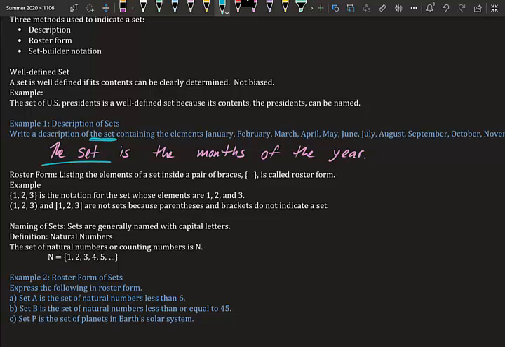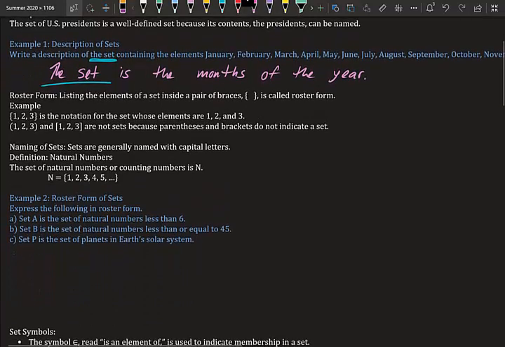Okay. Roster form. Listing the elements of a set inside a pair of braces, those little squigglies, is called roster form. So if you see those little squigglies, you're talking about a set. They're kind of hard to draw. I'm not the best at them. See, I'm not that good. So you can try to do that.